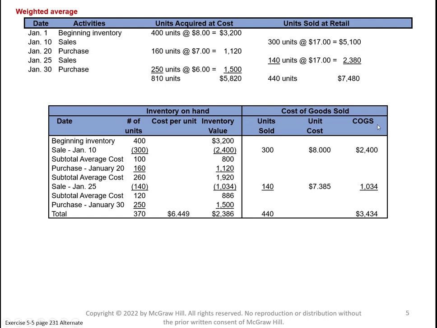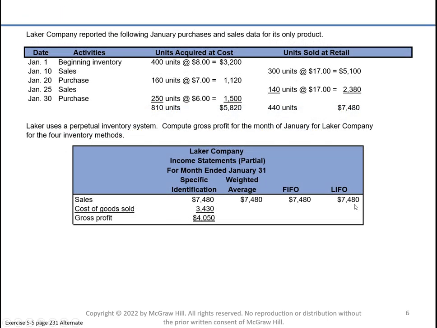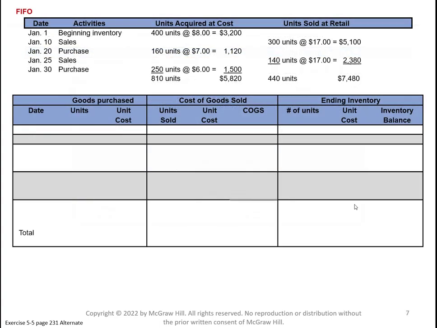We're going to add the two cost of goods sold amounts from our two sales to get 3,434, and now we can enter that in our income statement under the weighted average method. Our gross profit under that method is $4,046. Now we're looking at the FIFO method, which means we're selling the earliest ones first. Start off with our 400 units at 8.